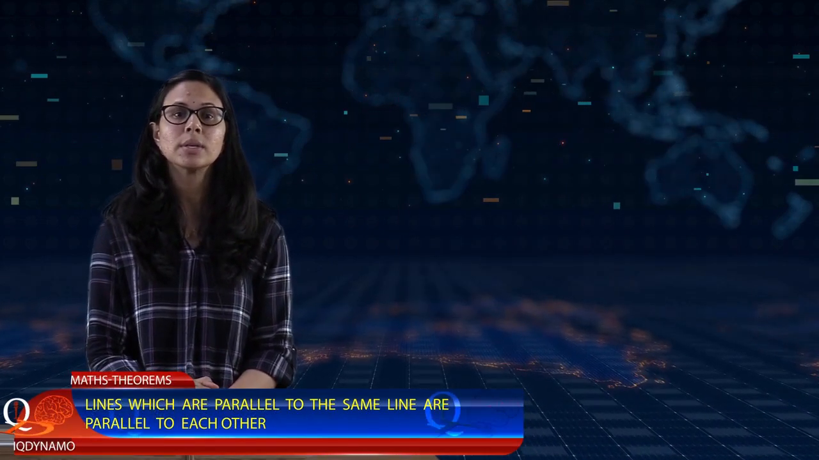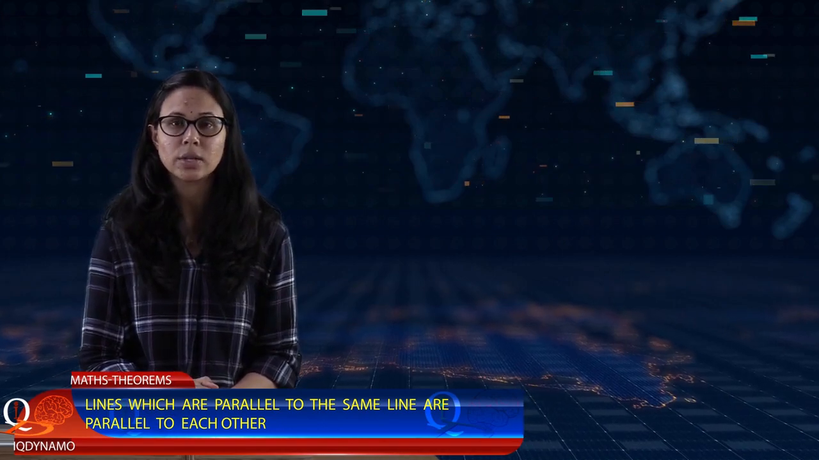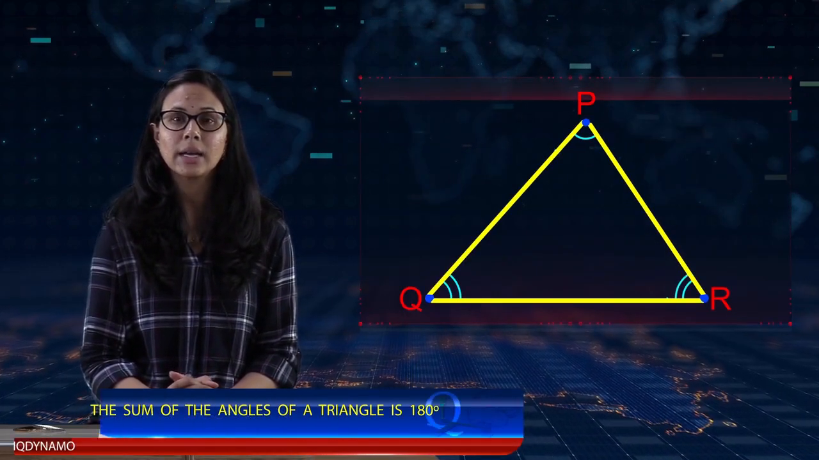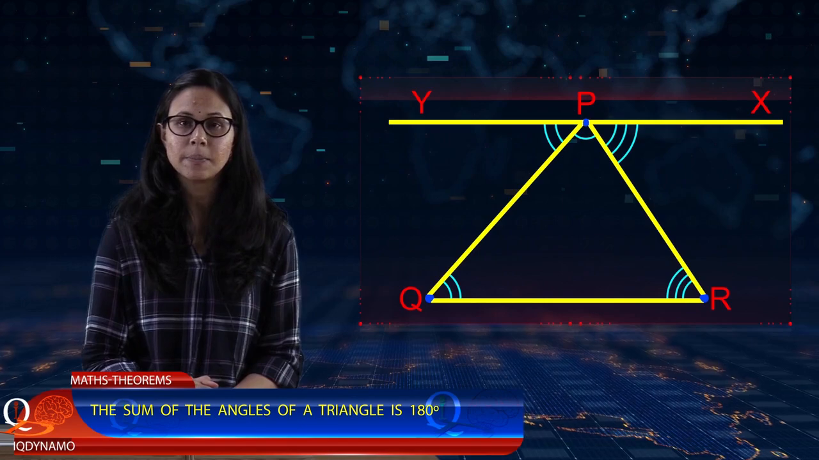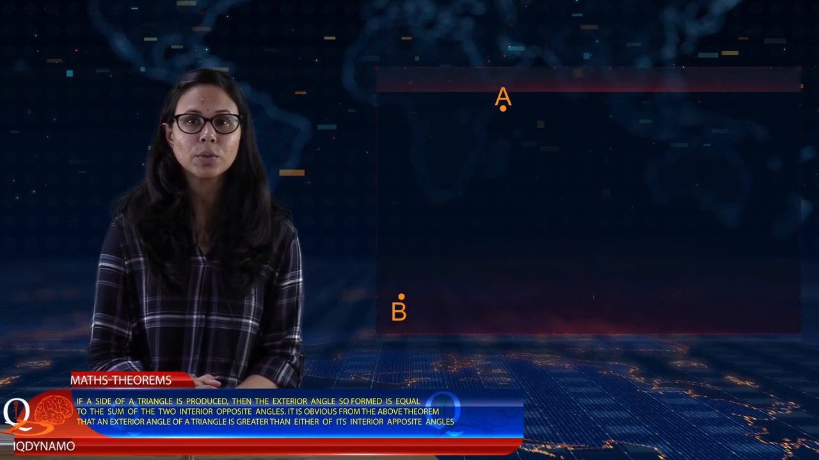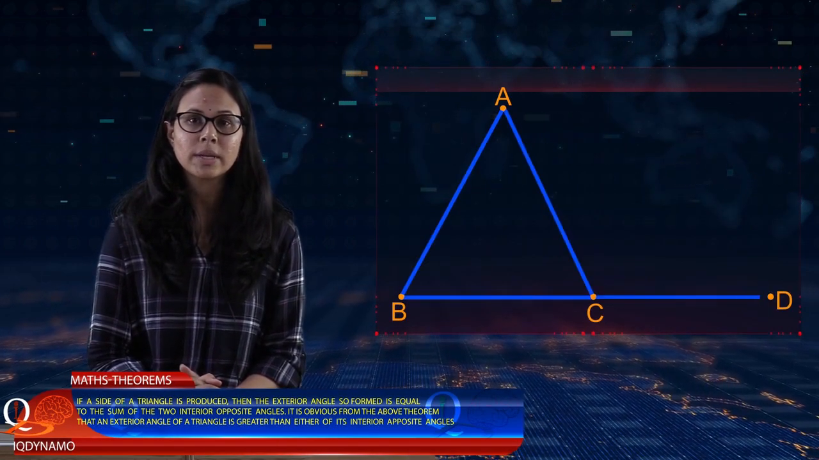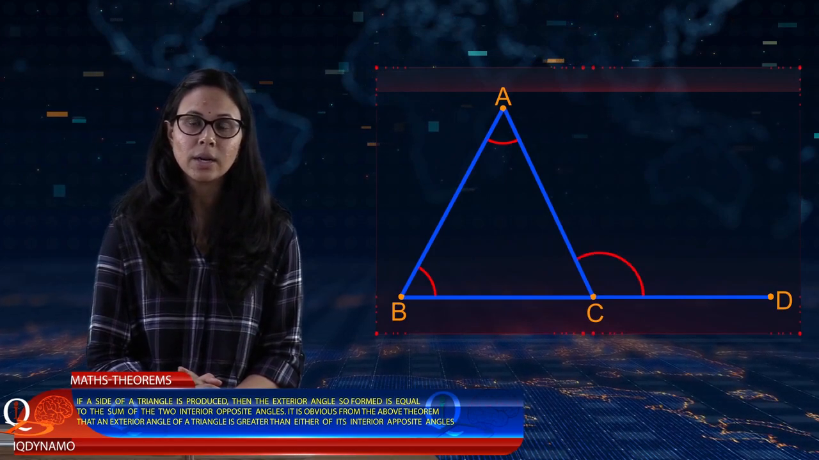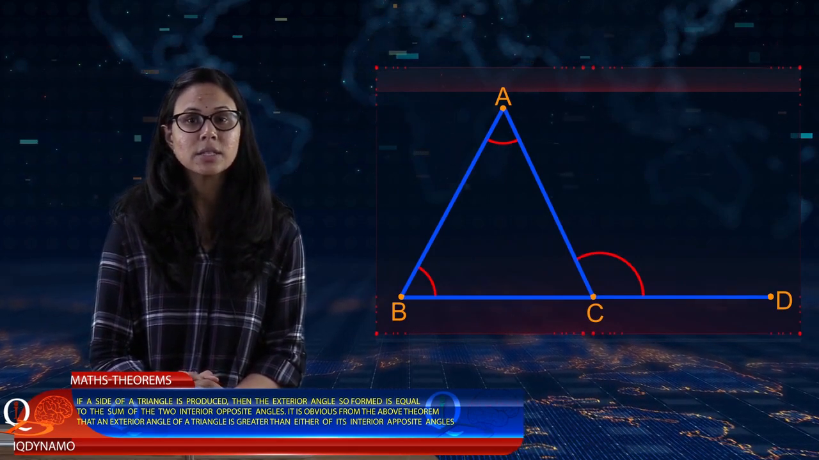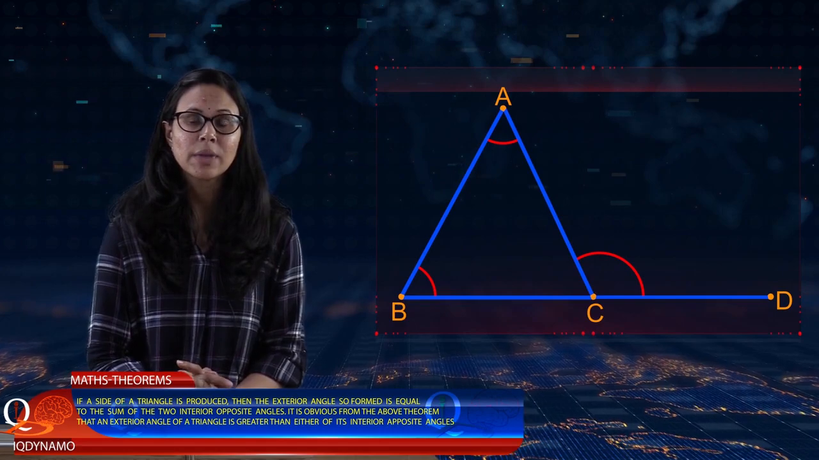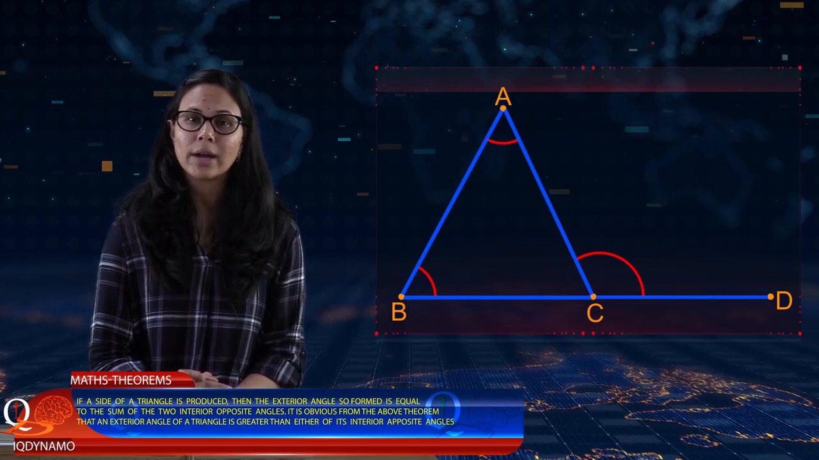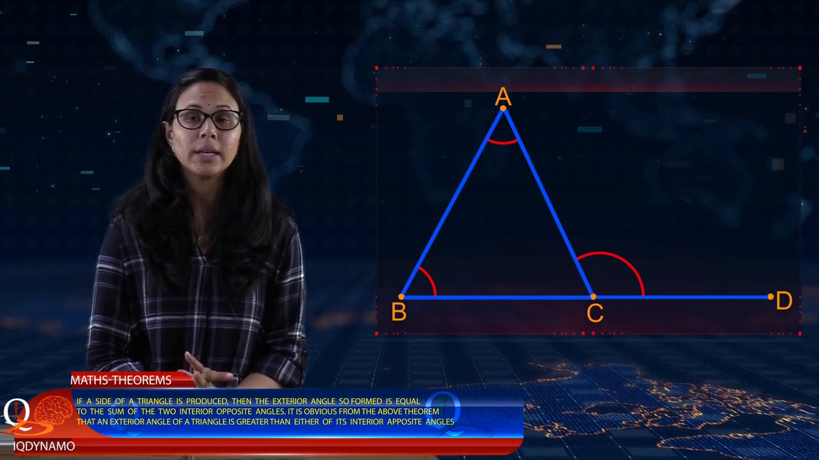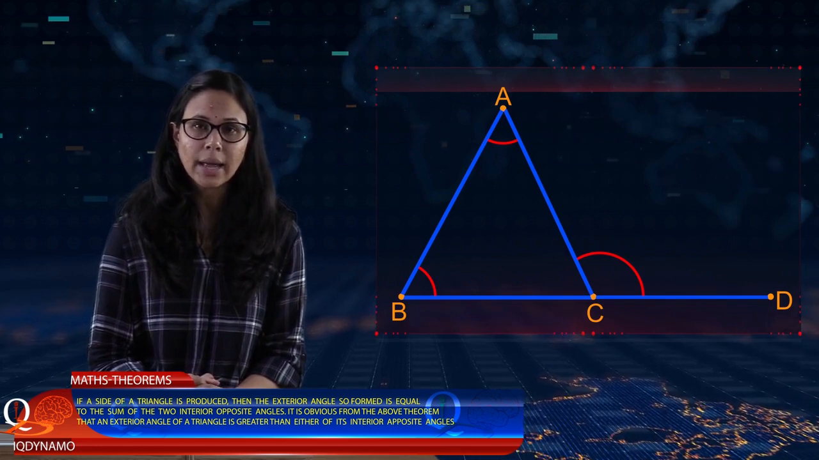Lines which are parallel to the same line are parallel to each other. The sum of angles of a triangle is 180 degrees. If a side of a triangle is produced, then the exterior angle so formed is equal to the sum of two interior opposite angles. It is obvious from the above theorem that an exterior angle of a triangle is greater than either of its interior opposite angles.